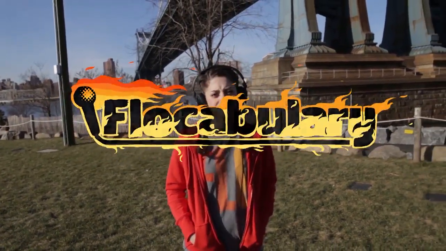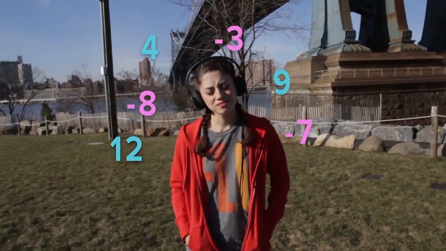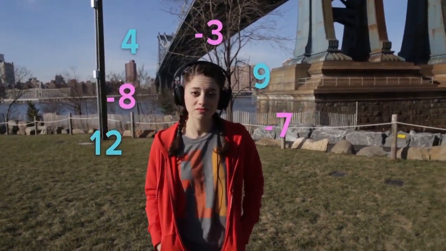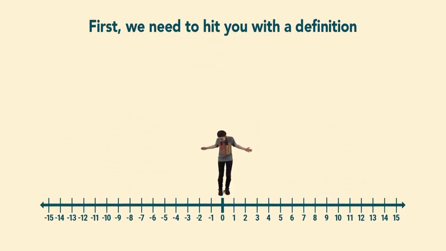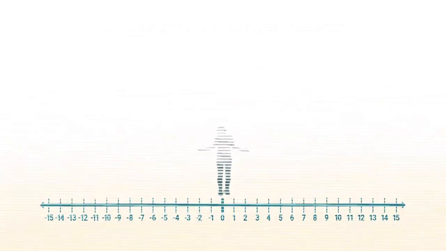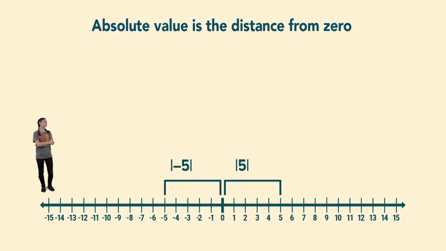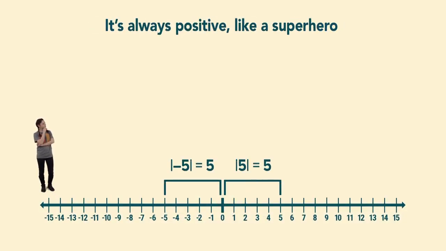So what? You wanna work with integers? You wanna add them? Time to take it to the number line. Come on, y'all, let's go. If adding integers is gonna be your mission, first we need to hit you with a definition. Listen, absolute value is the distance from zero. It's always positive, like a superhero.